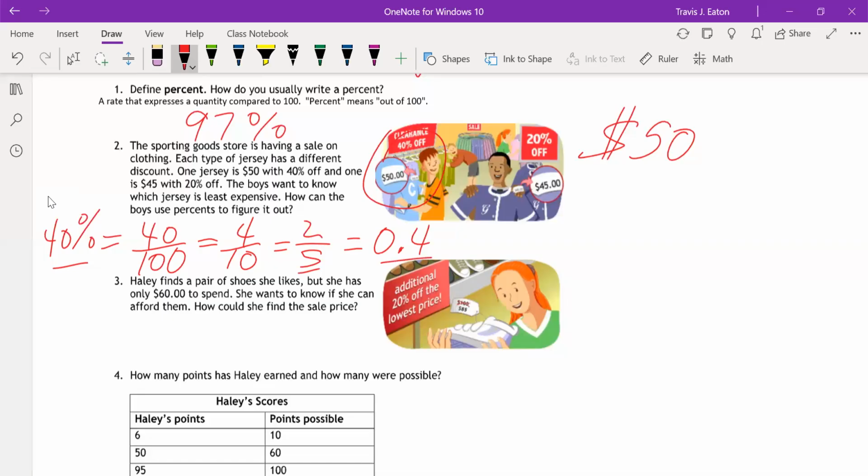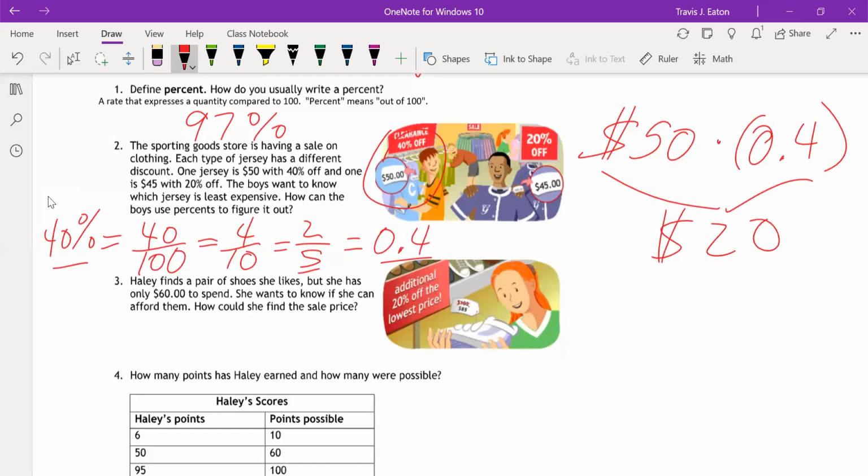Now, when we say $50 with 40% off, the first thing we have to do is multiply 50 times 40%. But we can't just multiply it by 40 because it doesn't work that way. So we have to multiply it by the decimal representation, which would be 0.4. So 50 times 0.4 is 20. All right, so that's going to be $20. So 50 times 40% is $20.